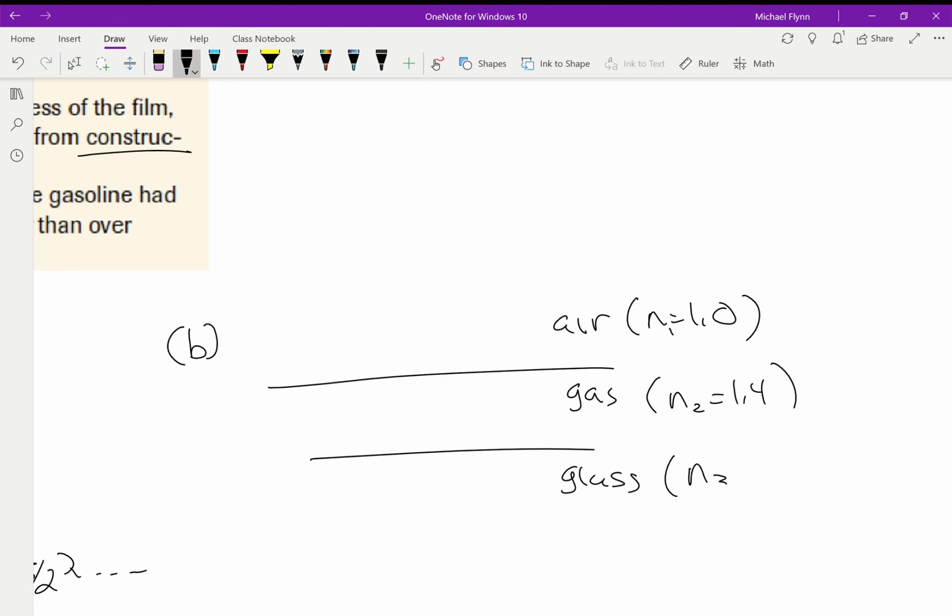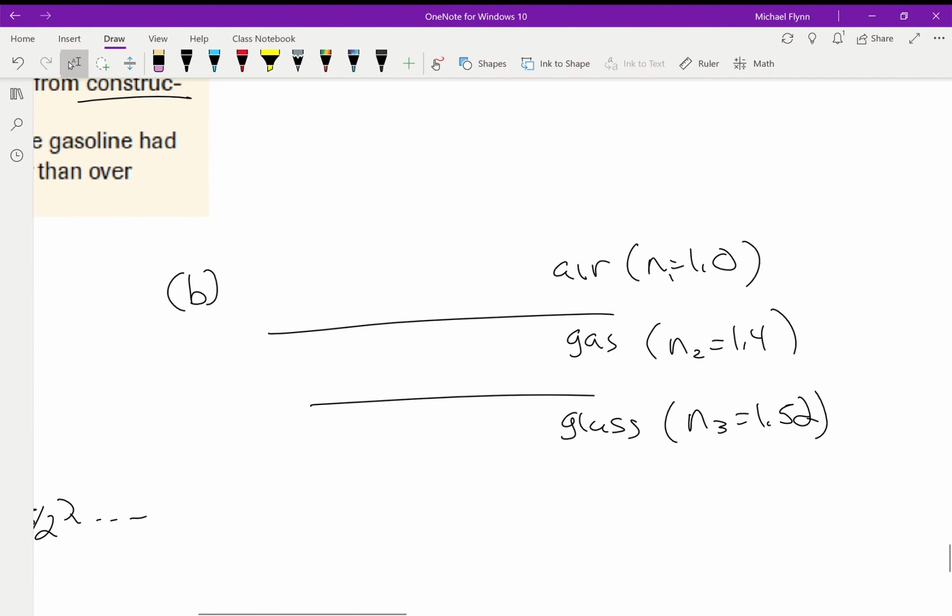Glass, it tells us, is 1.52. Now what that means, and this is the first time we're seeing this, is that the first wave definitely gets inverted. So this is definitely inverted. The second wave though, the one that bounces off here and comes out like that, this number, 1.52, is bigger than this number. And so just like the one bouncing off the top, this one is inverted too.